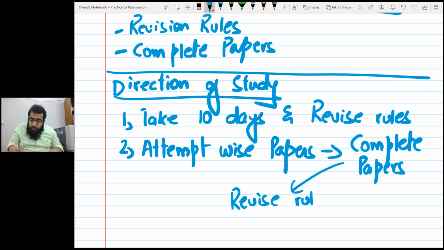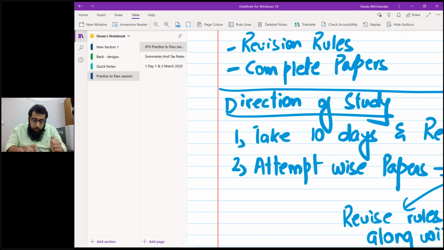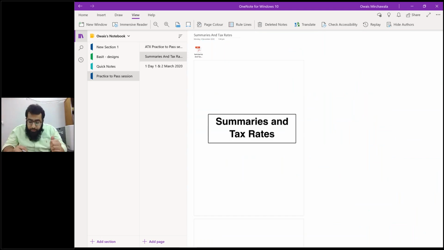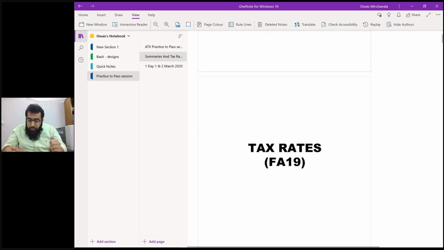Revise rules along with that. Okay? If I tell you my approach, how we'll be going through this session is that I will open these summaries and tax rate sheet in front of you.